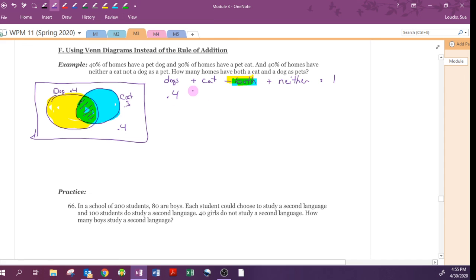Okay, so let's put some numbers in here. The dog is 0.4, the cat is 0.3, minus we don't know, plus the 0.4 for neither is 1. So we get 0.4, 0.8, 1.1 minus x equals 1. So x equals 0.1. Okay, so the probability of it being both is 0.1 or 10%. Okay?